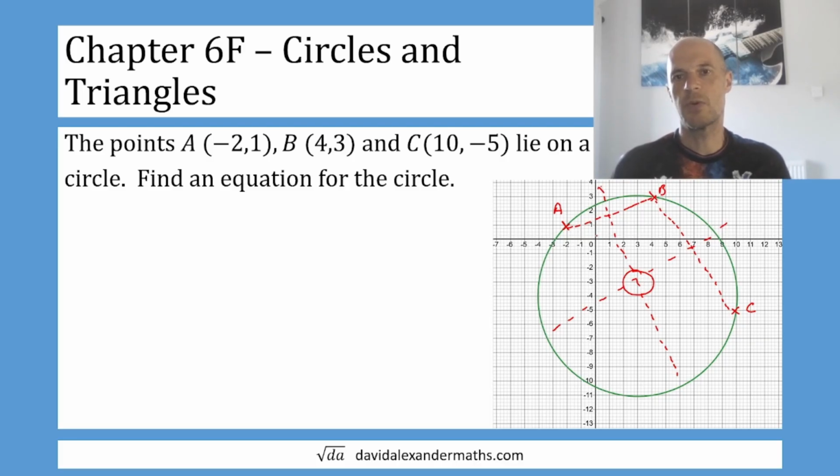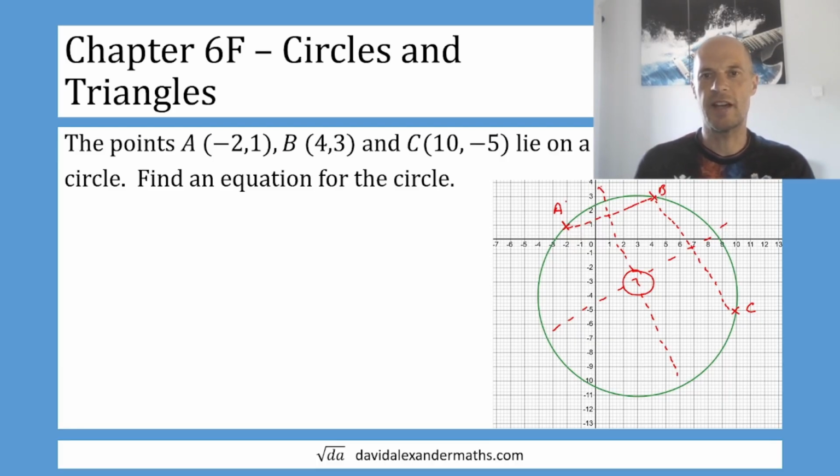So I want to work out the perpendicular bisector of AB. First of all, I'm going to work out the gradient of the line A to B. So the gradient of A to B, I'll just write grad for short, is 3 take away 1, which is 2, over 4 take away -2, which is 6, which is 1/3. Okay, so the gradient of A to B is 1/3.